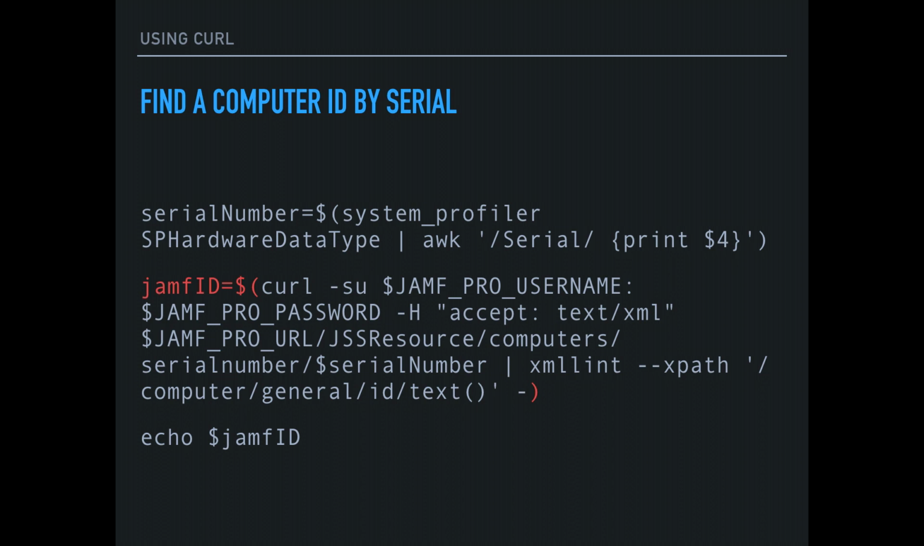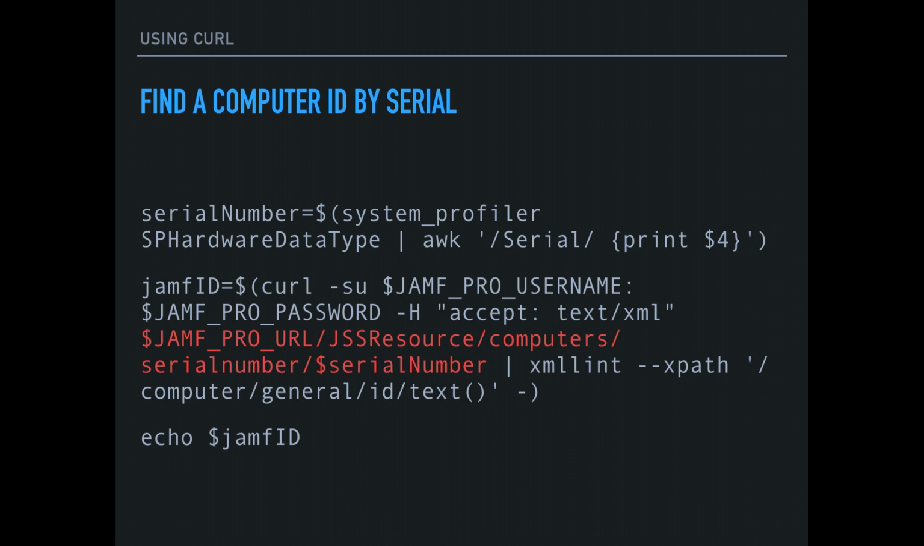So next thing that we're doing is we are setting a new variable of Jamf ID, and again with the $ and the parentheses, we are saying everything in this command is what I like. The result of this command is what I want to set to my variable. So you'll see from before we're using the curl -su and supplying our username and password for authentication. We're telling it again that we want XML as the response because that's what we're trying to parse.